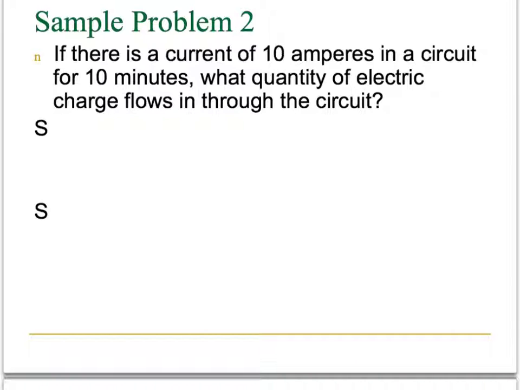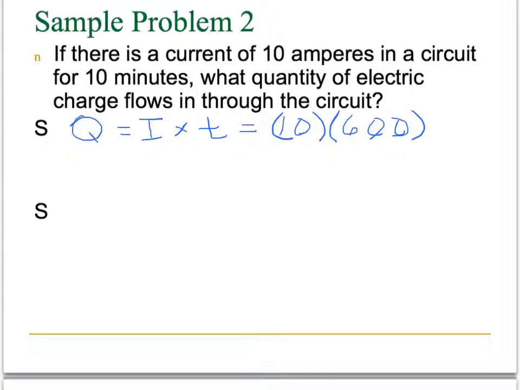Okay, so let's continue. So Q is equal to I multiplied by T. So plug in the values. I is 10 and T is 600. So therefore our Q would be 6,000 coulombs.